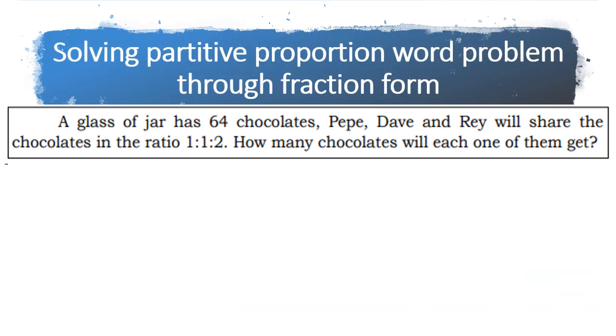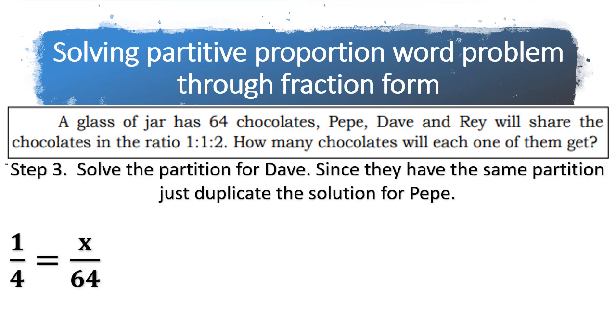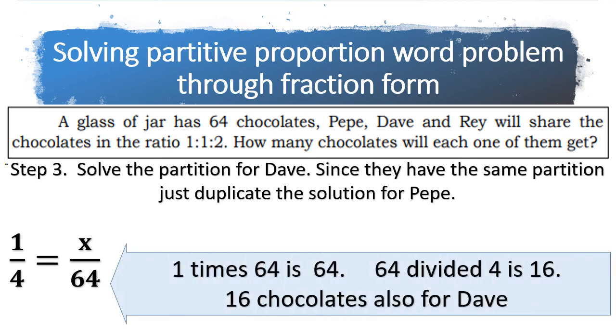Step 3. Solve the partition for Dave. Since they have the same partition, just duplicate the solution for Peppa. Multiply the complete term. 1 times 64 equals 64. 64 divided by 4 is 16. 16 chocolates are also for Dave.